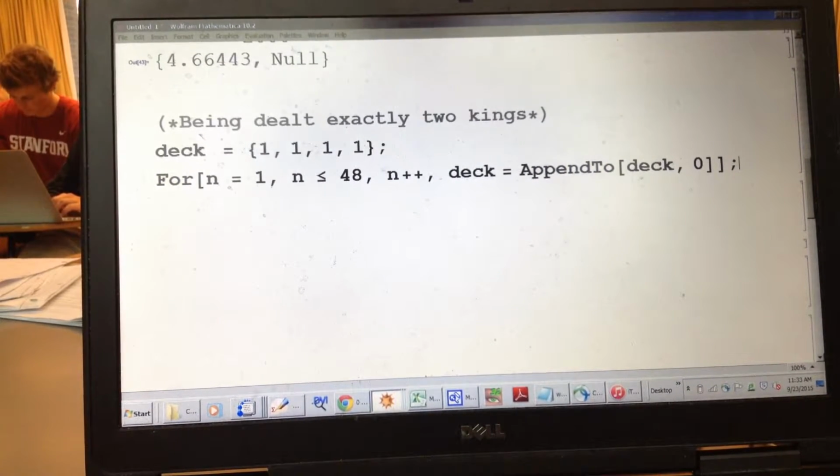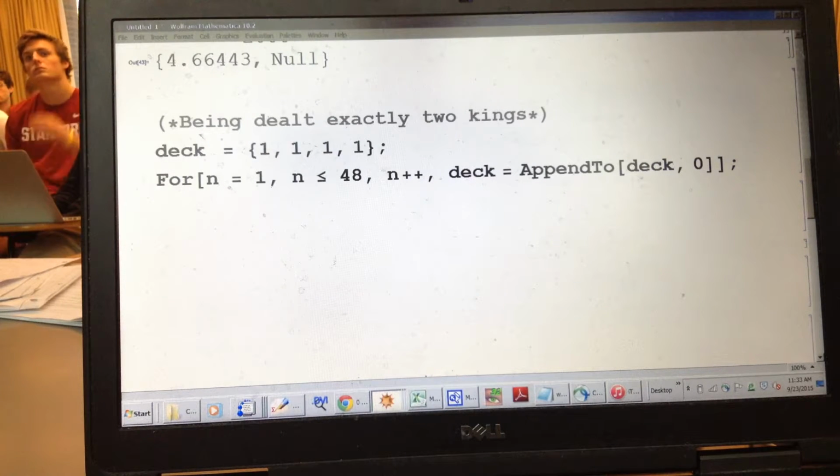Now what if I cared about being dealt 2 kings and 2 queens? Would that be a lot harder to do? Yes? You could have the queen be 0.1. Good. I'd actually rather go the other way and have the queens be 10. If you have the queens be 10 and the kings be 1, if you look at the sum, the 1's digit in your sum is going to be how many kings you have. The 10's digit is going to be how many queens you have.